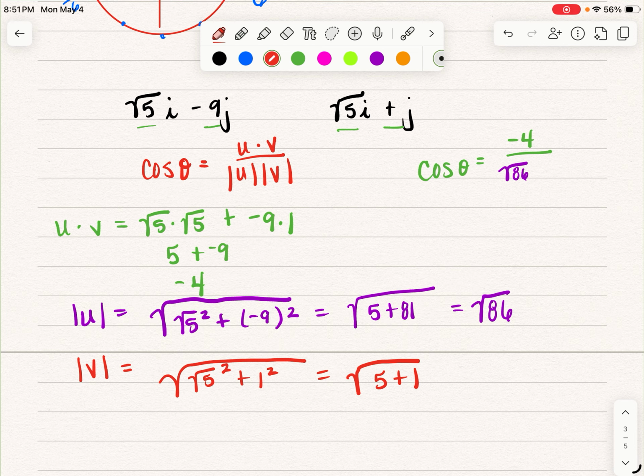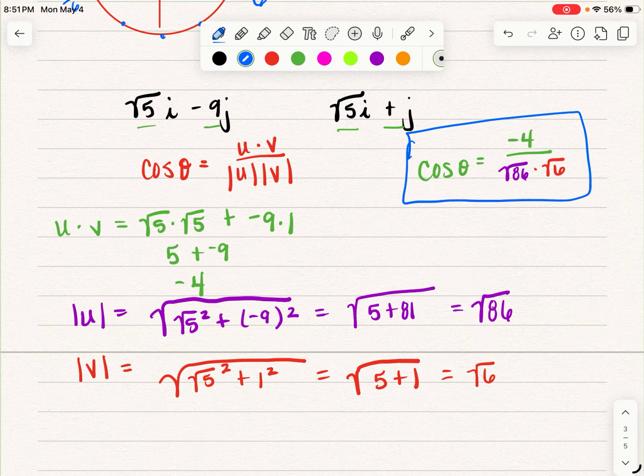Yeah. So that's going to give me 5 plus 1, which of course is just the square root of 6. So that's going to be times the square root of 6. Okay? Now, this right here is what's going to give me my answer.